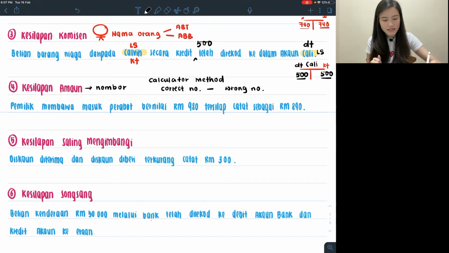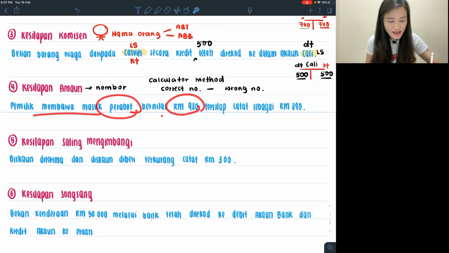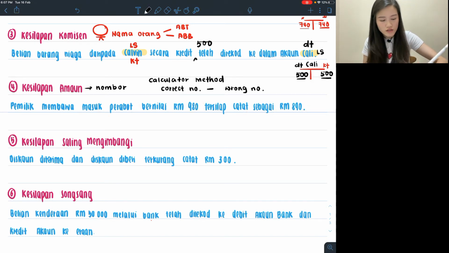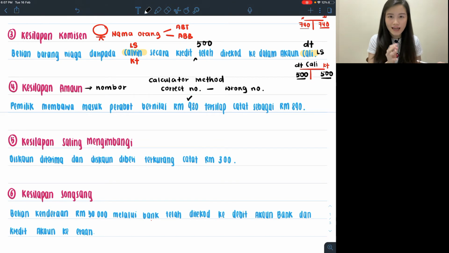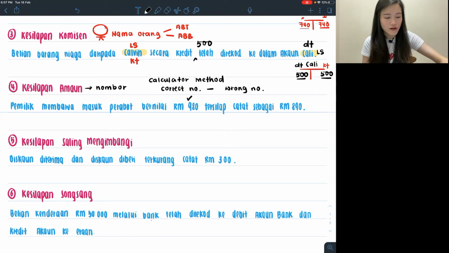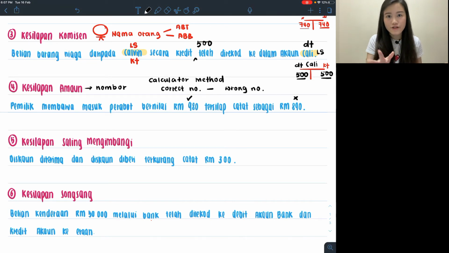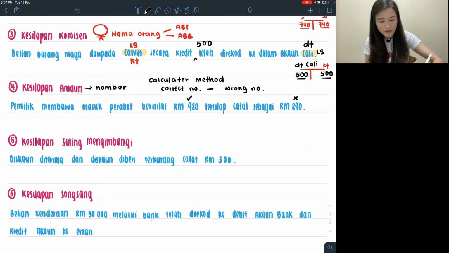Okay, you look at this sentence here. Pemilik membawa masuk perabot bernilai 980 tersilap catat sebagai 890. So the correct number is supposed to be 980, but I accidentally recorded it as 890. So don't pick up your calculator first. You think about it. Choose one butir out of the whole sentence.